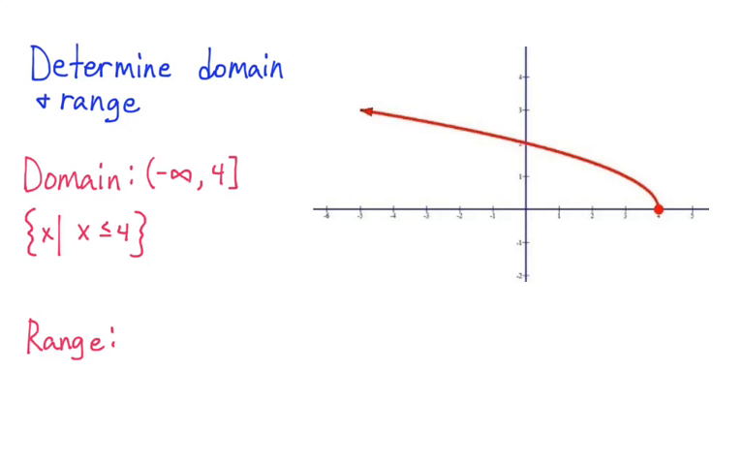Alright, then range, we would go lowest y value to highest y value. Now the lowest is 0 and the highest is infinity, because even though this is going to the right faster than it's going up, it is still continuing to go up. So you could conceivably go as high up as you wanted to if you're willing to draw the graph big enough. So from 0 to infinity is our interval notation. And then the set builder notation is all the y's such that y is greater than or equal to 0.